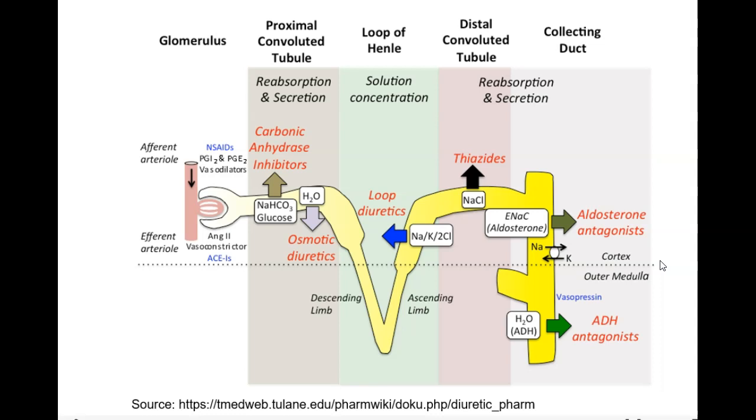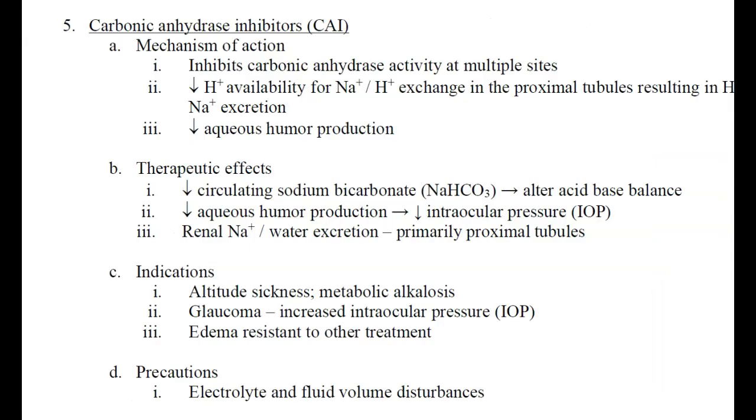Aqueous humor is a clear fluid filling the space in the front of the eyeball between the lens and the cornea. Therapeutic effects include a decrease in circulating sodium bicarb, therefore altering the acid-base balance. It also decreases the aqueous humor production, which results in a decreased intraocular pressure, and it also causes renal sodium and water excretion, primarily in the proximal tubules.